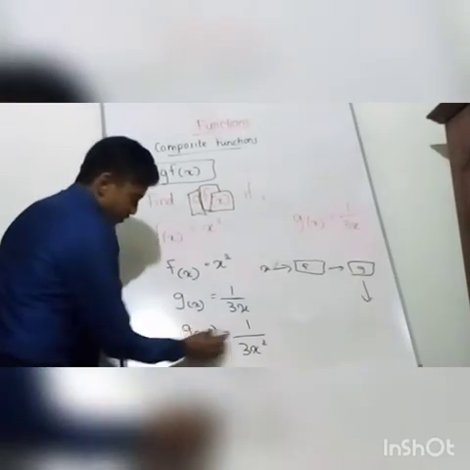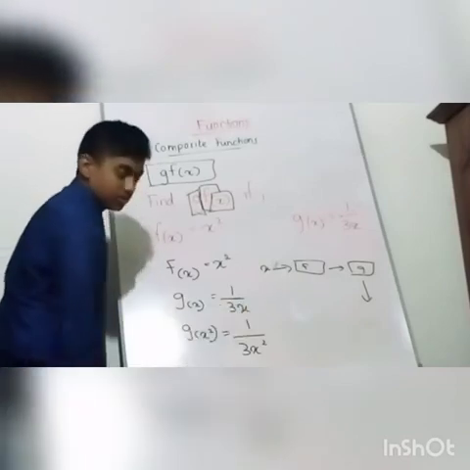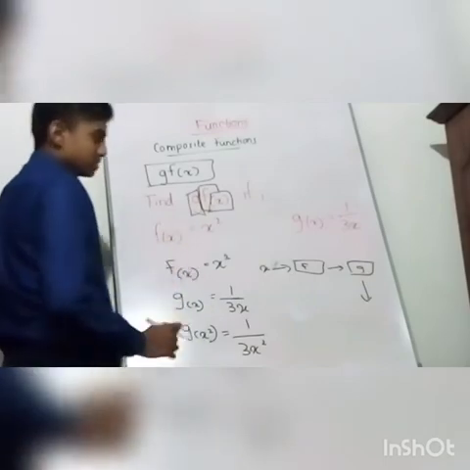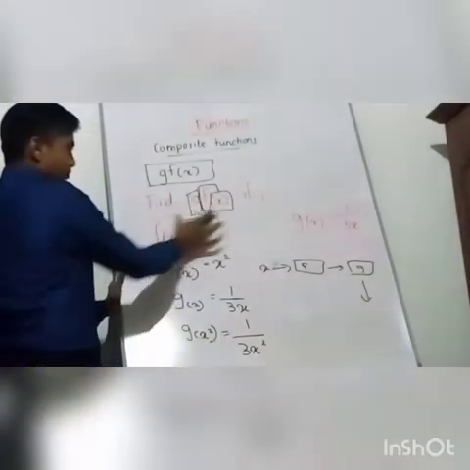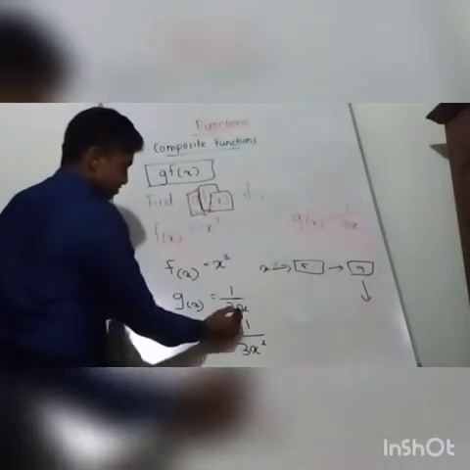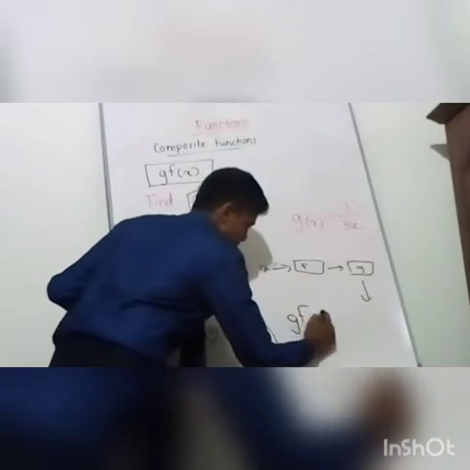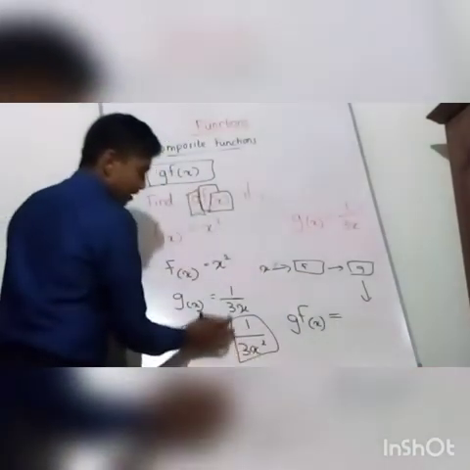Because we substituted this x instead of this x. We substituted x squared instead of this x, we get x squared. Then our final answer, we must write like this. They said to find gf(x), no? Now we have to find gf(x). This is the gf(x). We must write gf(x) equals, what's the answer?